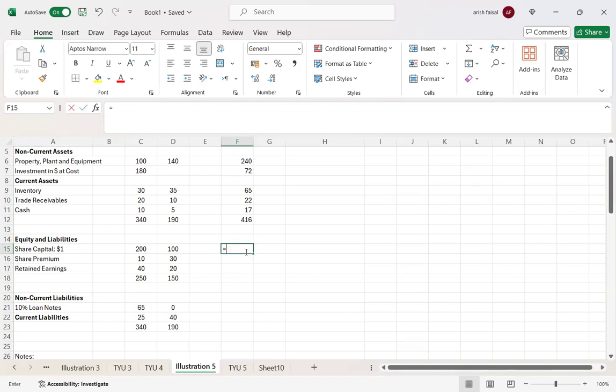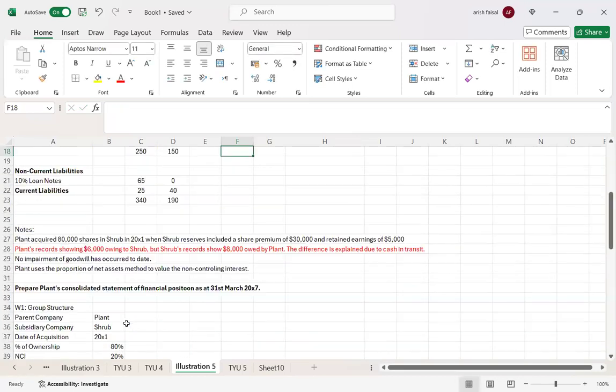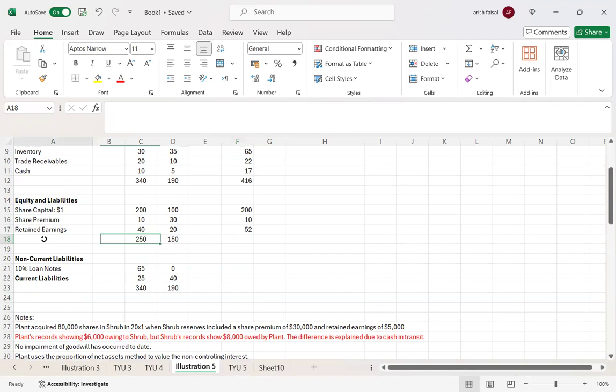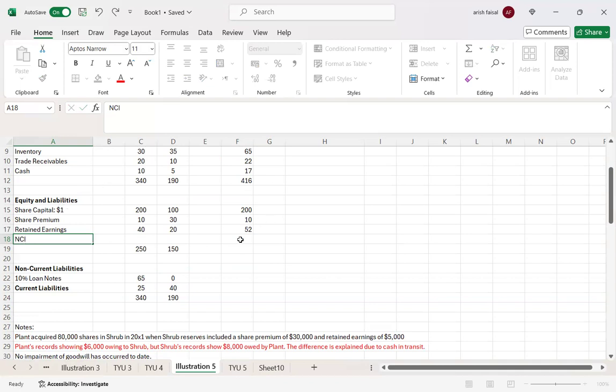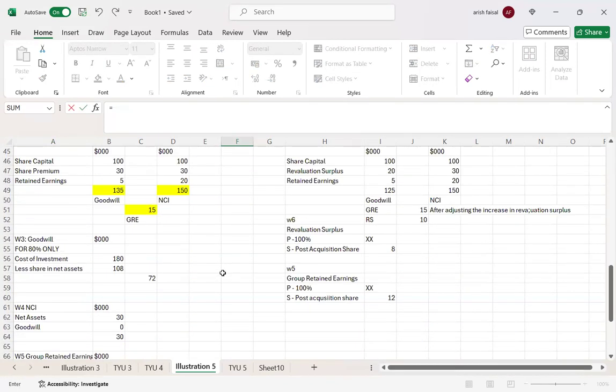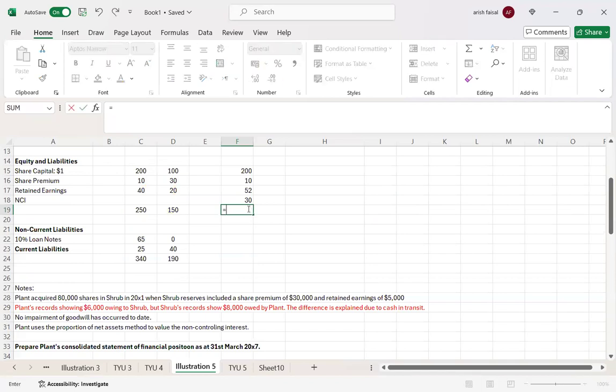As far as the equity is concerned, you will only write down the share capital of the parent. Premium only for the parent again. Retained earnings, we just calculated in our working number 5, which is 52. So that's going to be here. And then we just have to add one row for our NCI. We calculated the value of NCI in working number 4, and that's going to be 30. This will give me a total of my equity part, which is 210 plus 52, so that makes 262 plus 30, so that makes it 292.